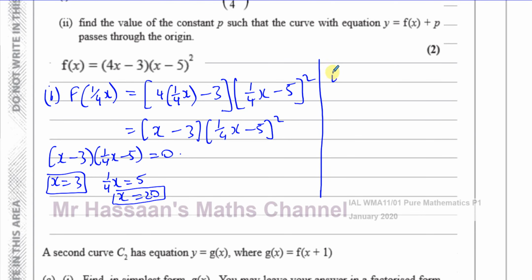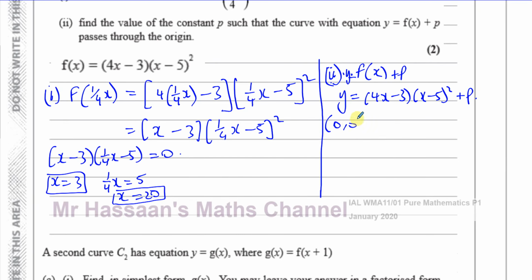And part 2, I'm just going to do this here, although I should really do it down there just to save some space. Part 2, it tells us to find the value of the constant p such that the curve with the equation y equals f of x plus p passes through the origin. So the original equation is here, f of x. So we're going to now write down what the equation y equals f of x plus p is. So that will be y equals f of x, which is the original function, 4x minus 3 times x minus 5 squared plus p. And we want to know when this passes through the origin. We want to find the value of p when this passes through the origin.